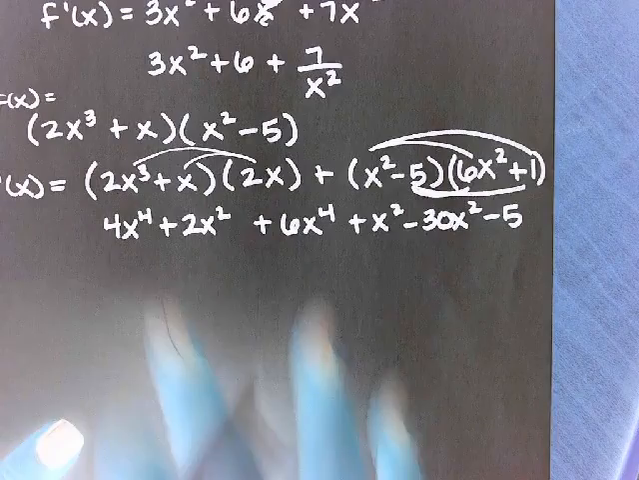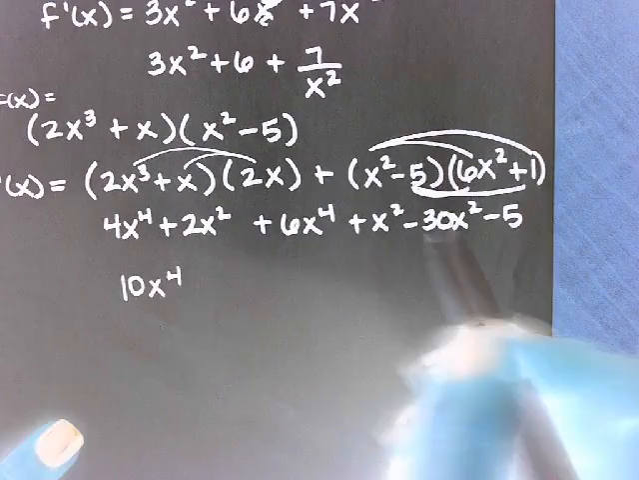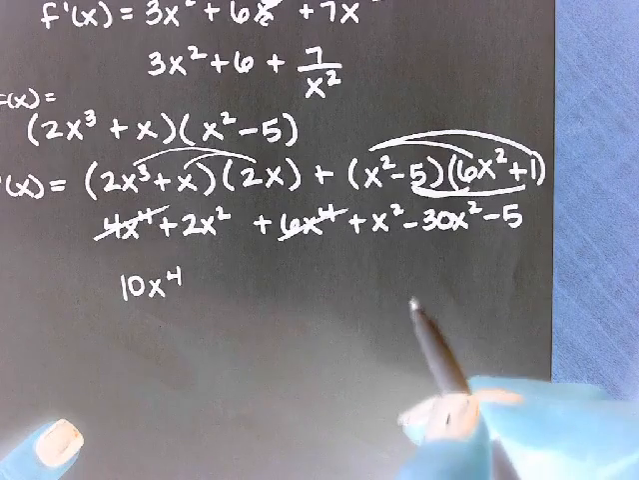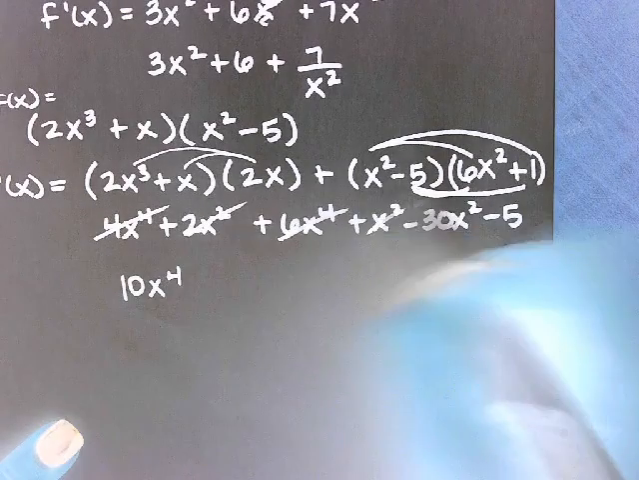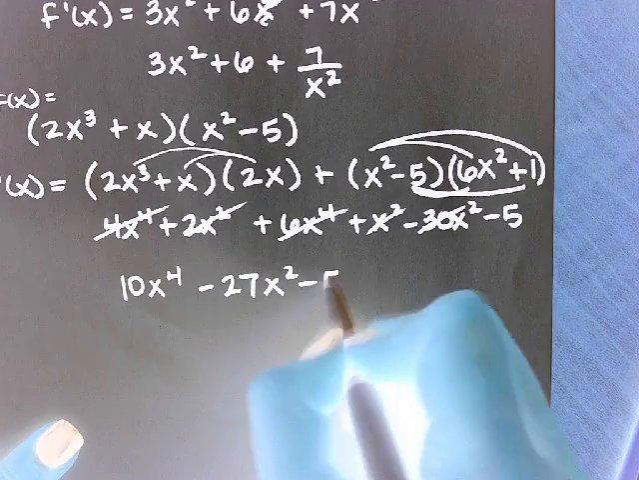Okay, so we've got 10x to the fourth. Yep, 3 and negative 30, minus 27 x squared minus 5.